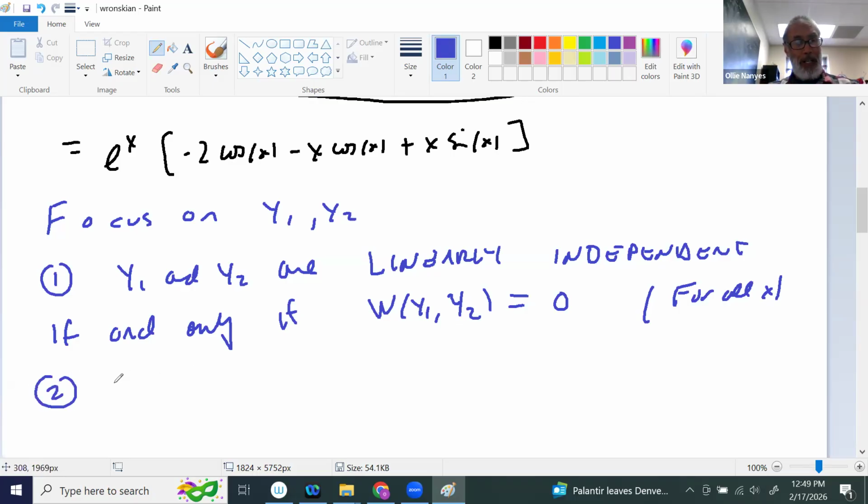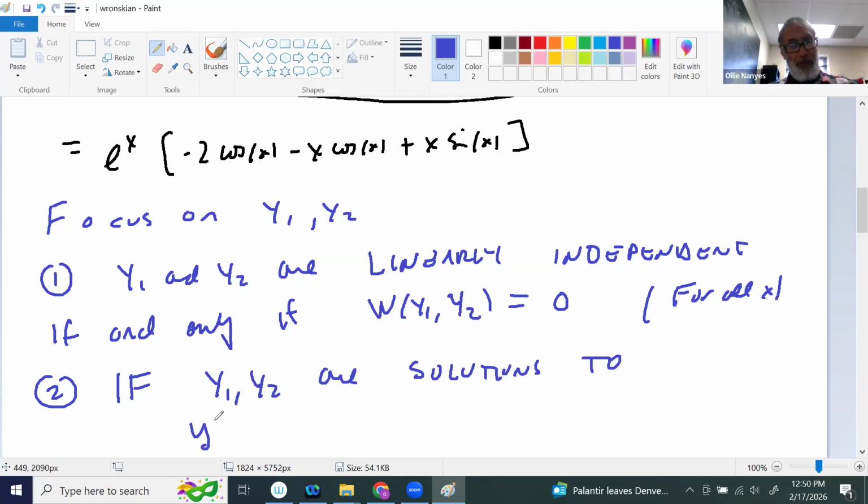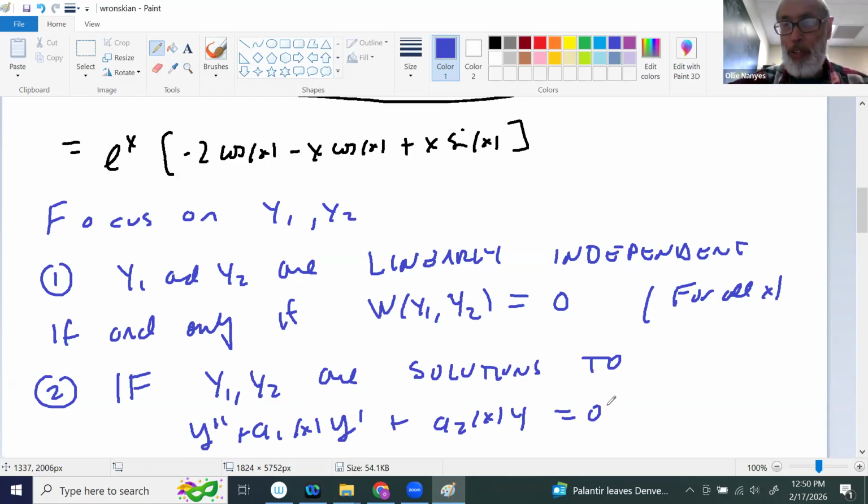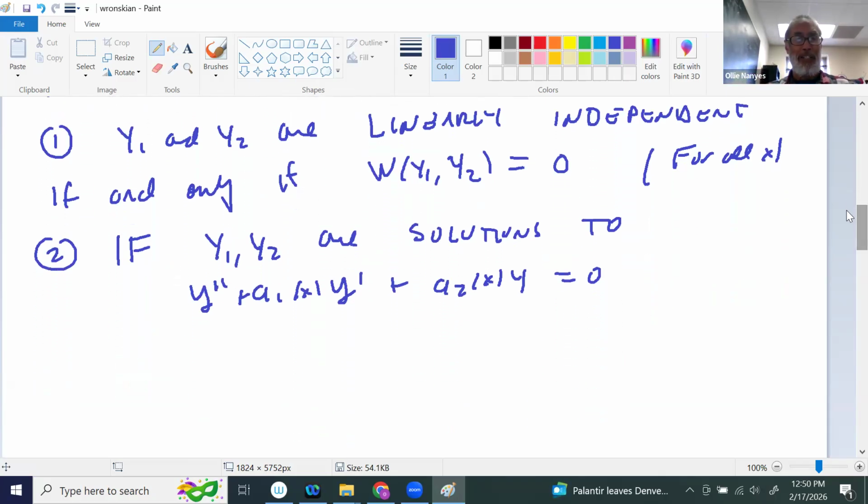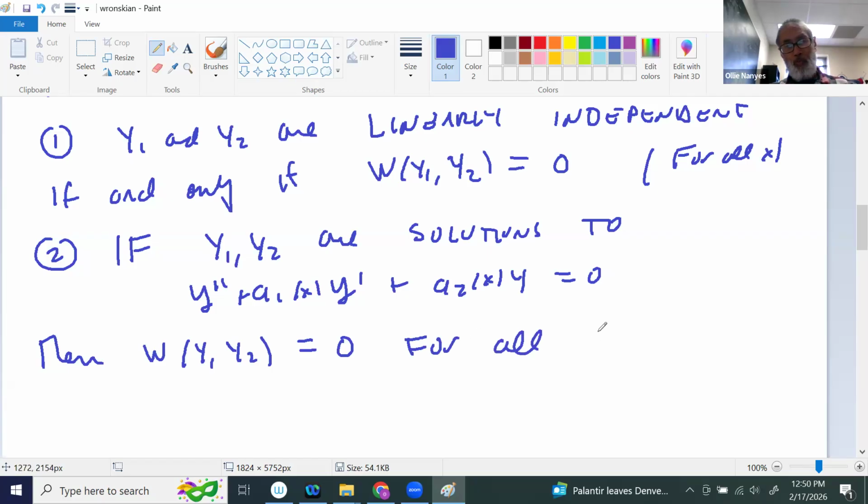And the second thing we're going to show is that if y1 and y2 are solutions to a differential equation of the form y double prime plus a1 of x y prime plus a2 of x y equals 0, in other words, if they're solutions to the same differential equation, then the Wronskian of these two is equal to 0 for all x, or the Wronskian is never 0 for any x.